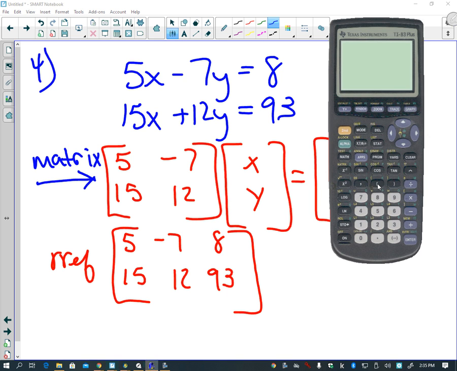So I'm going to pull this up. Again, we're going back to matrices. Clear this. We're going to hit second matrix. We're just going to go ahead and I'm going to edit matrix A again. This is a 2 by 3. So 2, enter, 3, enter.